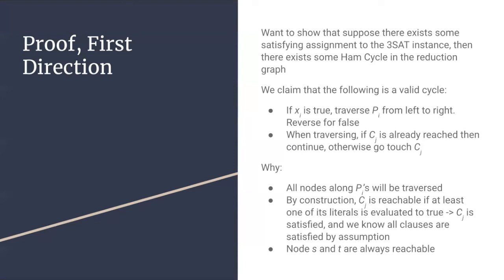And lastly, you have to make sure nodes S and T are reachable, and you can always come back from T to S to form a complete cycle. This is similar to the first part. It's just given, and it is by our design. So this part is pretty straightforward.